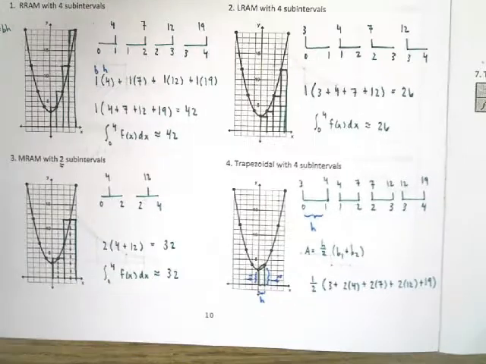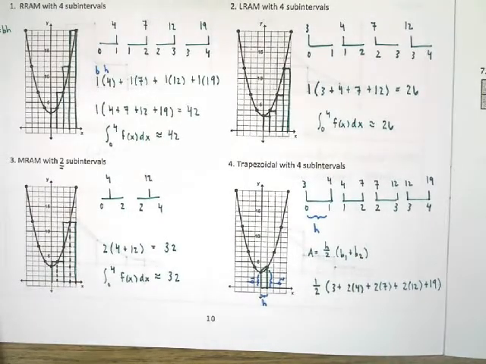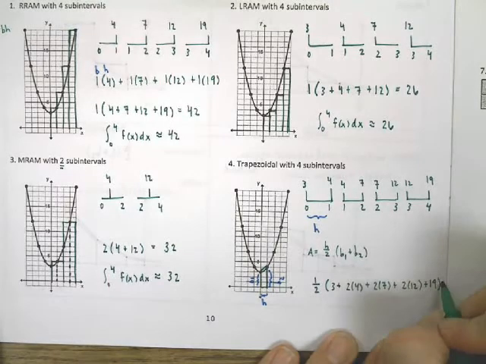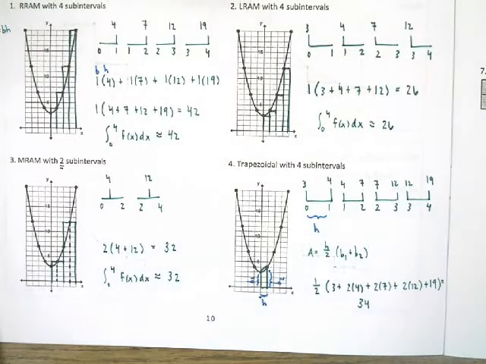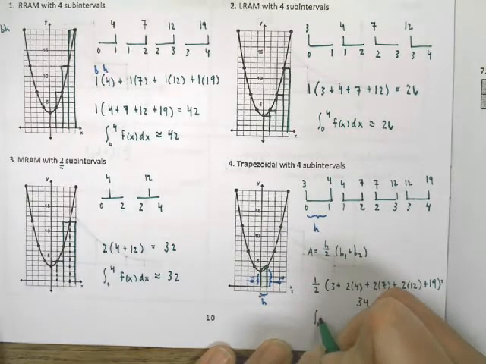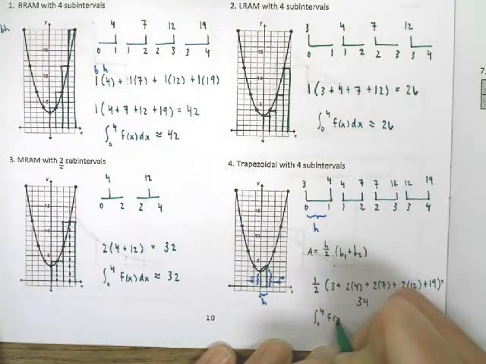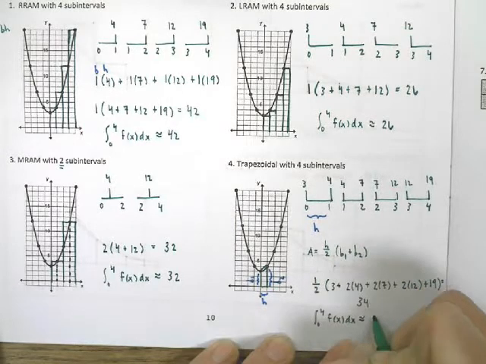And so now I'm going to plug this in so I don't make any mistakes here. And I get 34. So my approximation in this case is 34.